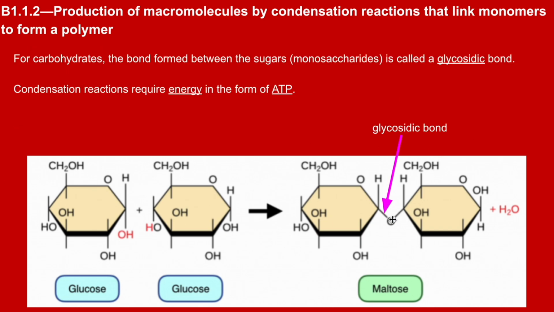Okay, the bond that's formed between 2 carbohydrates is called a glycosidic bond. So right here, we have a hydrogen being removed from this hydroxyl group. We have this OH group being removed, which is going to allow this carbon, okay, to bond to this oxygen. That C-O bond, okay, is our glycosidic bond, and we've produced maltose.